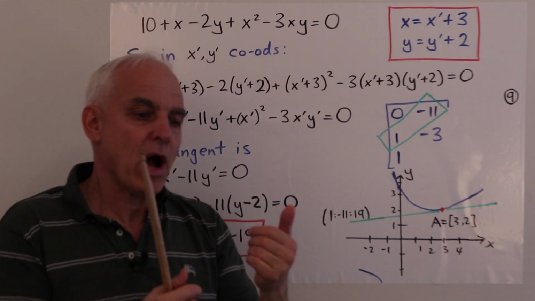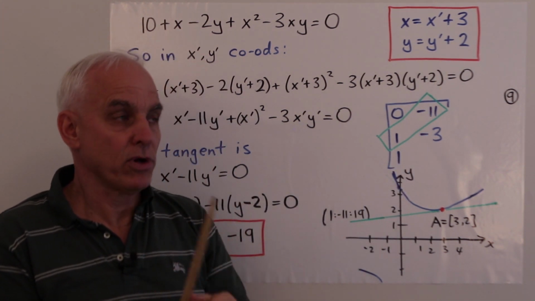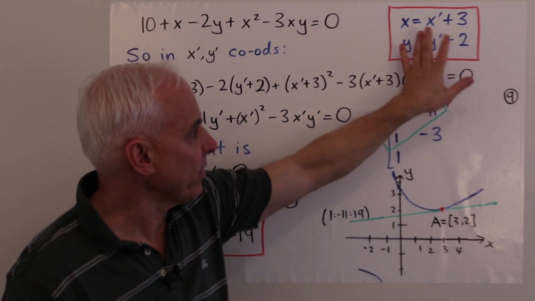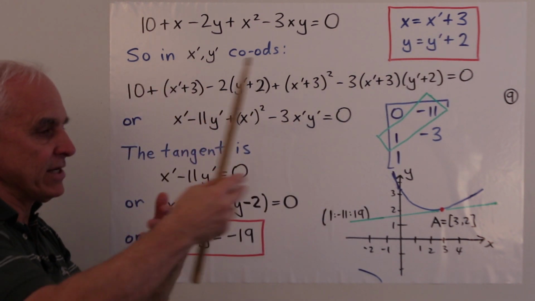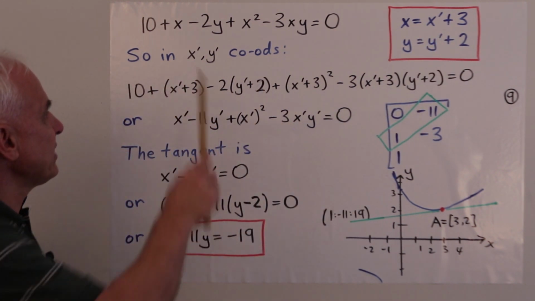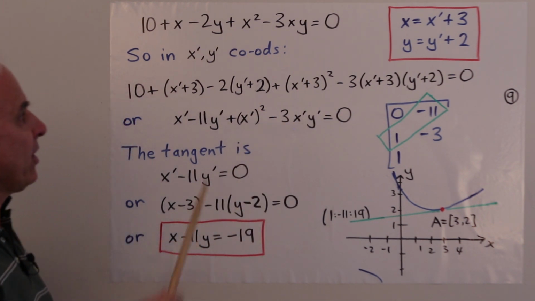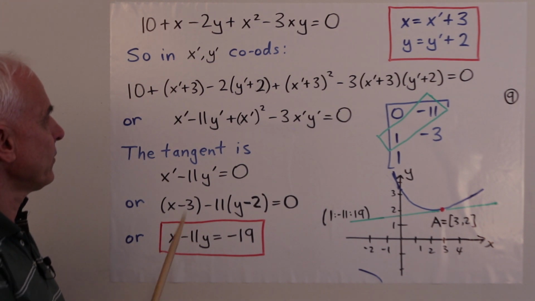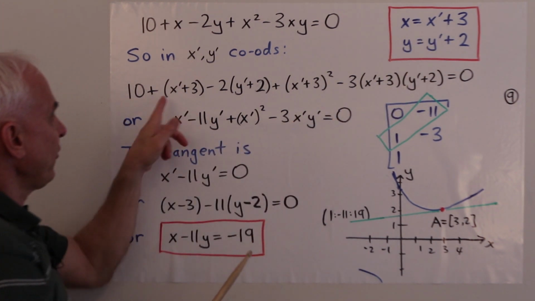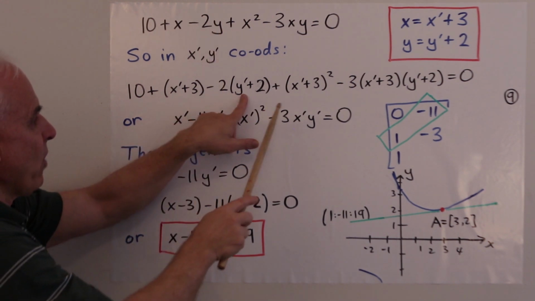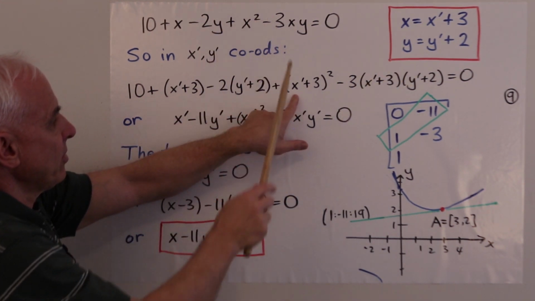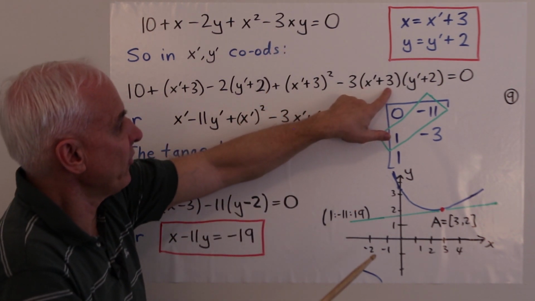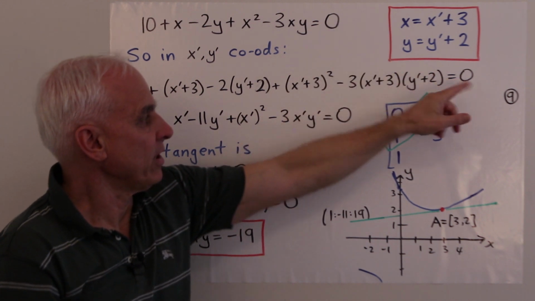So to get the x, y coordinates from the x prime, y prime coordinates, we have to add 3 and 2 respectively. So this is important. This is the change that allows us to replace one set of variables with another. So let's rewrite this equation in terms of x prime and y prime variables. We said x is equal to x prime plus 3, so we replace that. We replace the y with y prime plus 2. Here this x becomes x prime plus 3, and we have to square it. And here we have minus 3 times x prime plus 3 times y prime plus 2, still equaling 0.